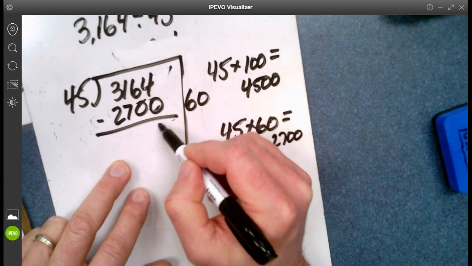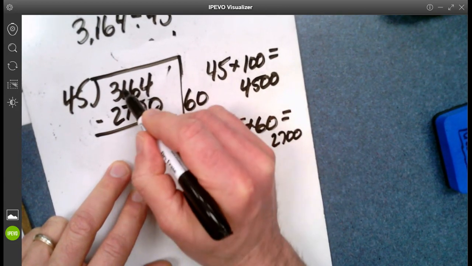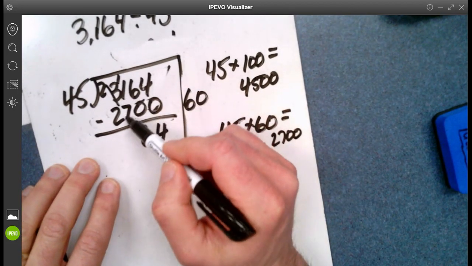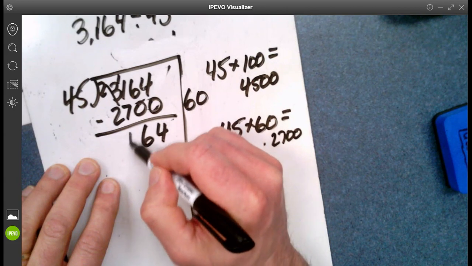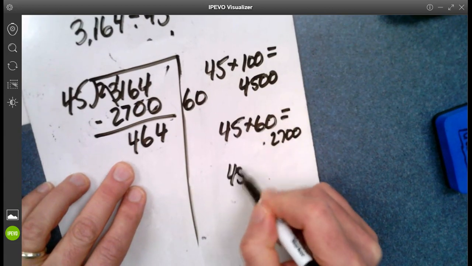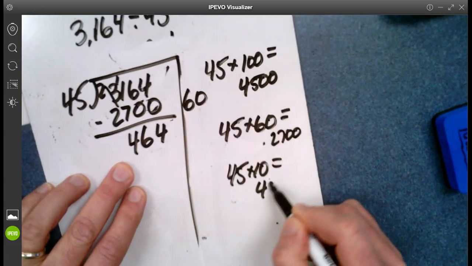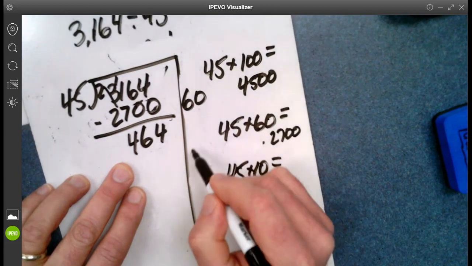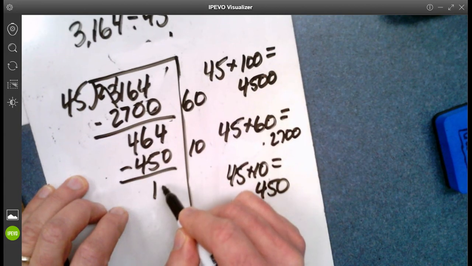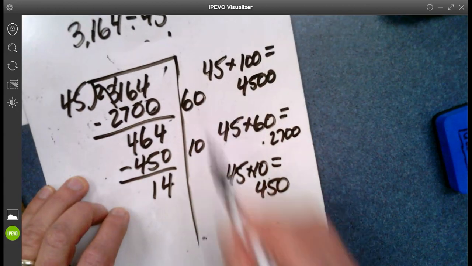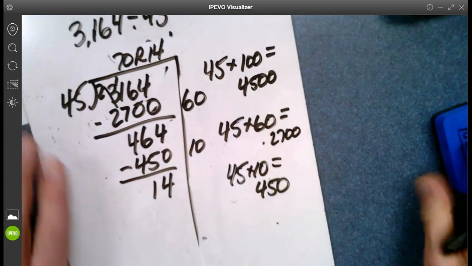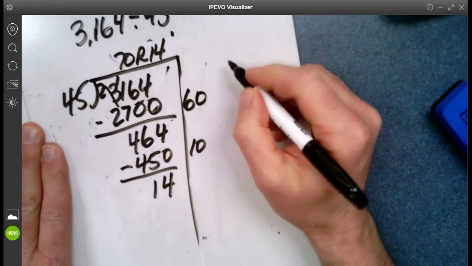4 minus 0 is 4. 6 minus 0 is 6. Can't do 1 minus 7. Going to go unbundle. 11 minus 7 is 4. Okay, so now I'm left with 464. Now, I know 45 times 10 is 450. So I can do the 10 and I get 450, and I'm left with 14. 70 remainder 14. Okay, again, I do my multiplication check.